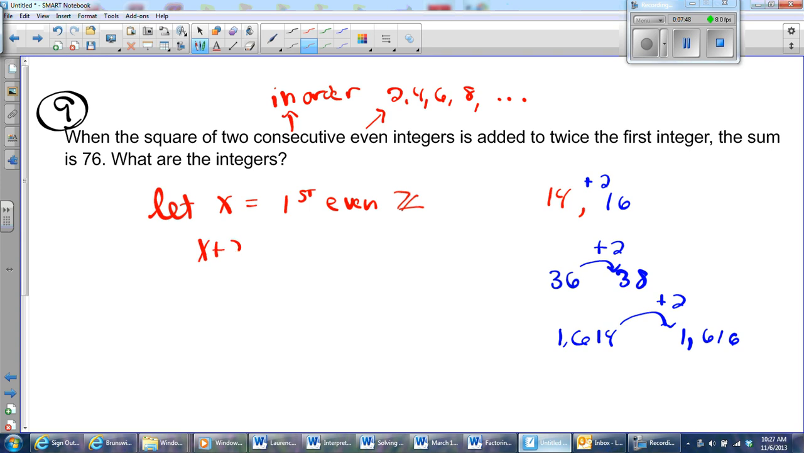So if my first integer is x, plus 2 must equal the second consecutive even integer. Okay, so when the square of 2 consecutive, there's a typo in here.